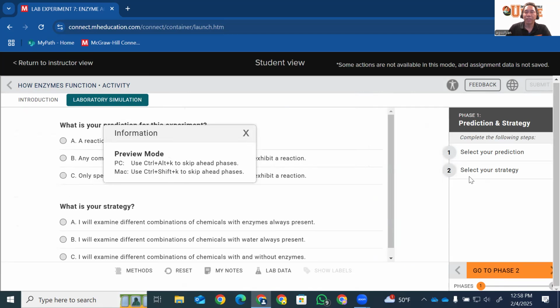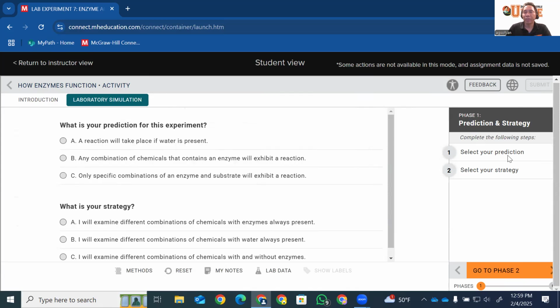It will tell you the stages and the instructions over here, so we can close this one. Now select your prediction. For every experiment or research, we usually have to make a prediction and create a hypothesis. Over here, it's giving you the prediction of what will happen with this enzyme lab experiment. What is your prediction for this experiment?